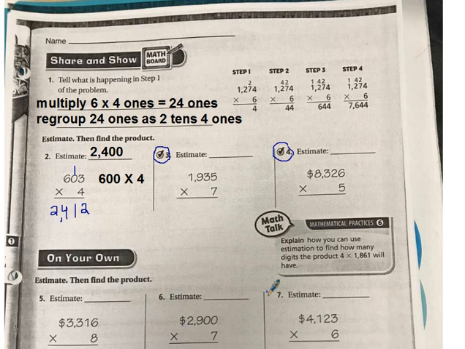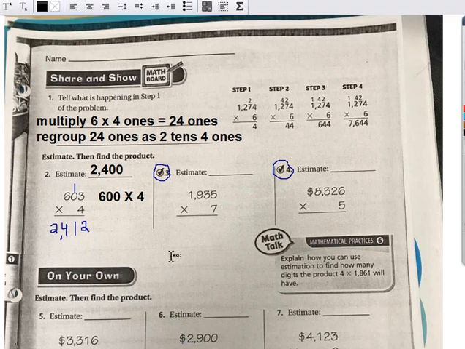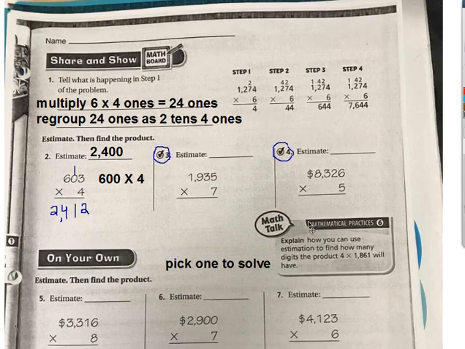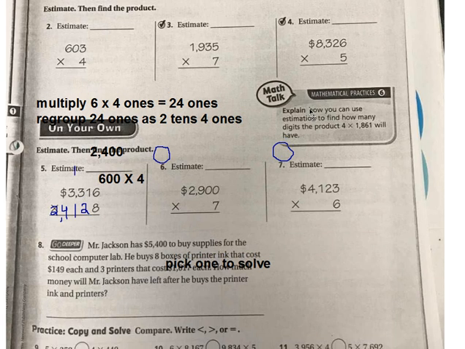Alright, down here we're getting into a little bit bigger numbers, so why don't you just pick one of these to do. Okay, pick one and see how you do. Pick one to solve here and see how you do. Use this one that I did to help you, or please ask me questions if you have any questions on that.